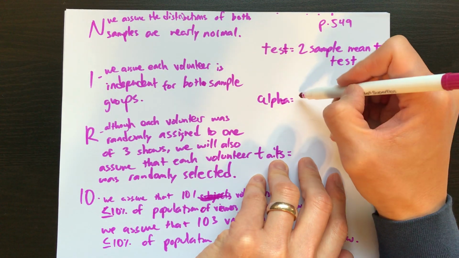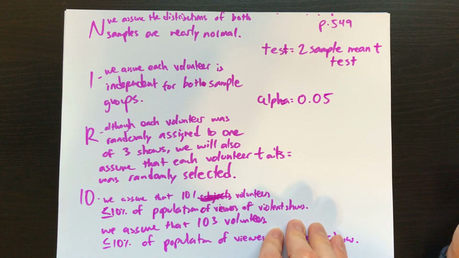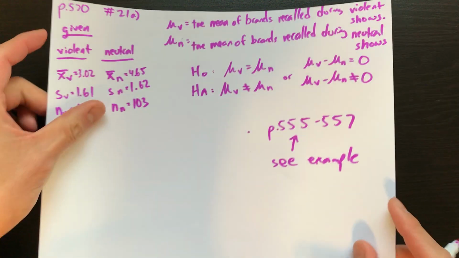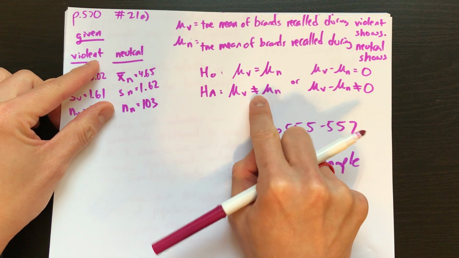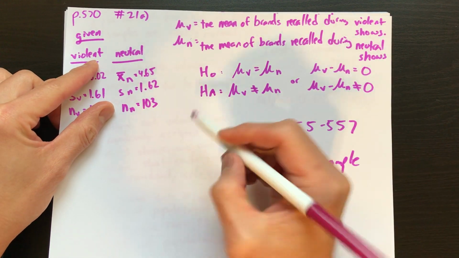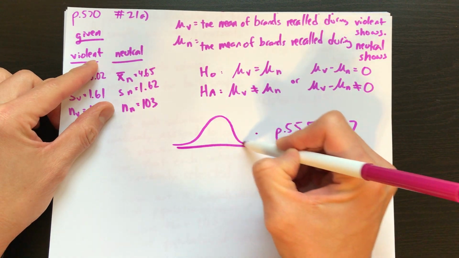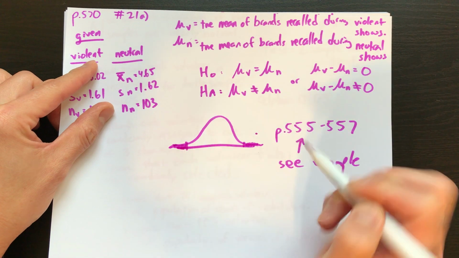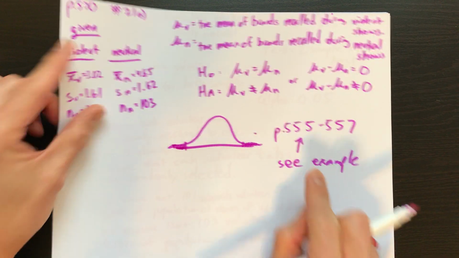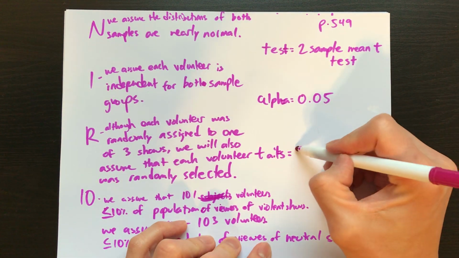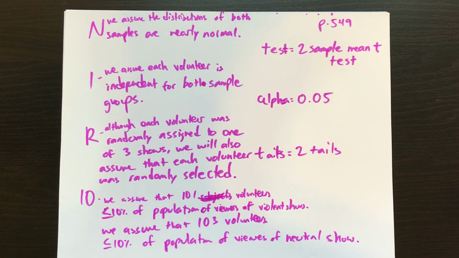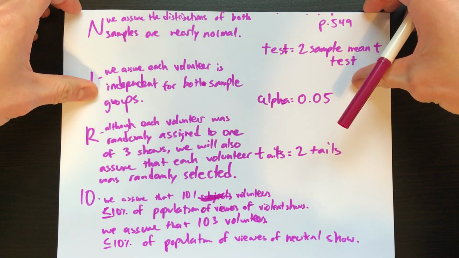Alpha, it wasn't given, so let's use 0.05 or 5%. And then for our tails here, since our alternative hypothesis was not equal to, remember what we're looking at, if we draw it out, it's going to be like this, not equal to, we're looking at both tails, because it could be less than or greater than. Okay? So it'd be two tails. All right, any questions? Good. If you have any questions, please email me.